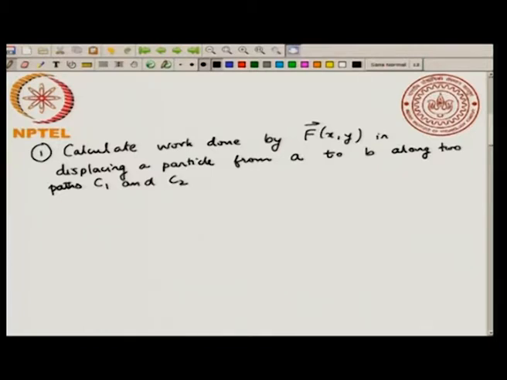I will just show you the paths. The paths are shown here. So this is the x axis, this is the y axis, and you have a point 1 0 and the point B is -1 0, and you have two paths going from A to B. The path C1 is C1, and the path C2 goes right along the x axis from A to B. So this is point A, this is point B.